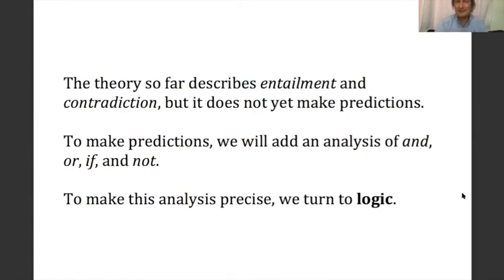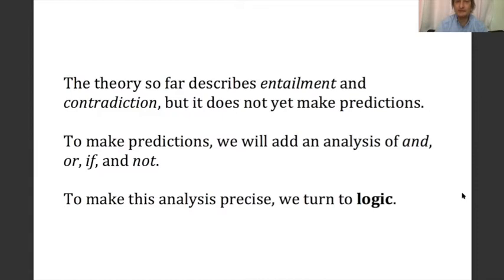Now, this isn't so much a theory as a description. It doesn't actually make predictions yet. It describes entailment and contradiction, and it describes them in terms that will be useful, that we can relate to the denotations of sentences. But in order to make predictions, we have to add something more. We have to add a semantics. And in particular, what we're going to do in this lecture is add an analysis of and, or, if, and not.